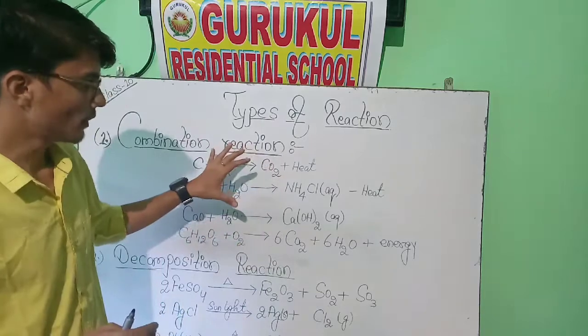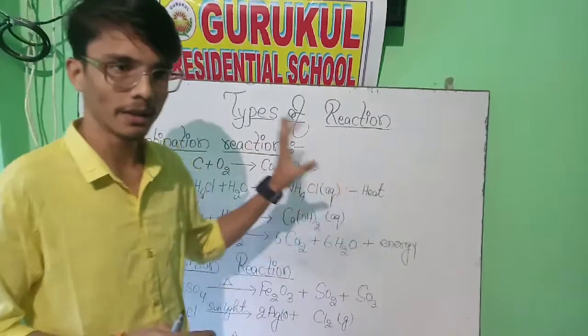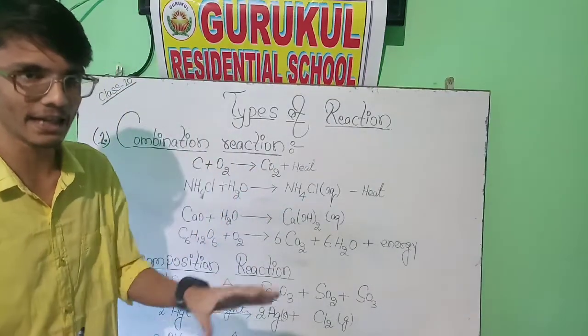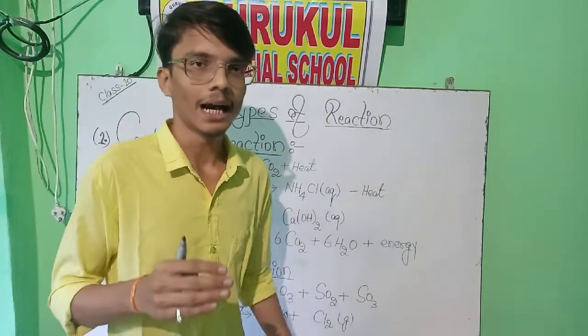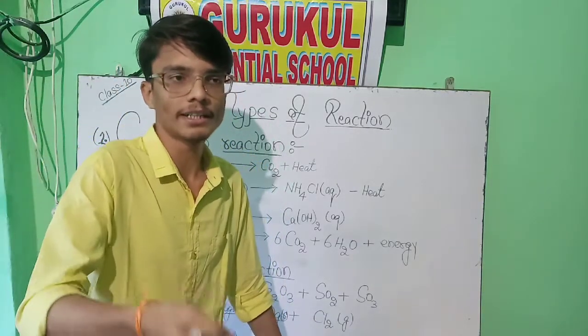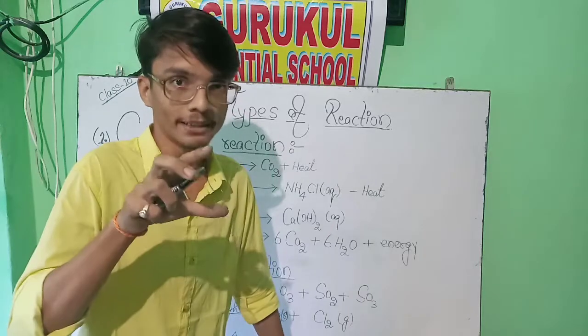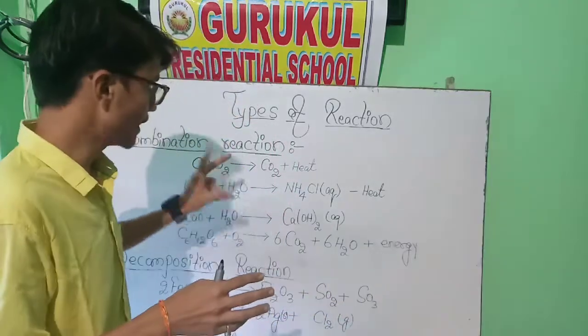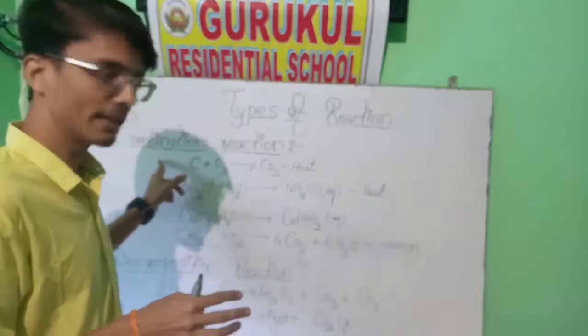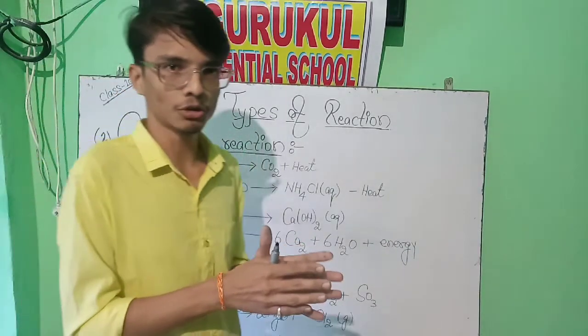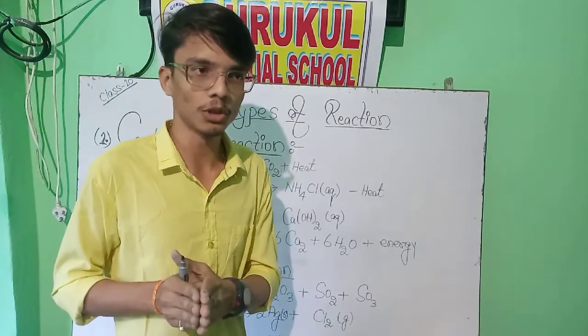On the basis of heat and energy, whenever two or more substances react together, combining together, either it can release energy or it can absorb energy. On the basis of that, we can study two more reactions within the combination type. The first one is exothermic and the second one is endothermic.